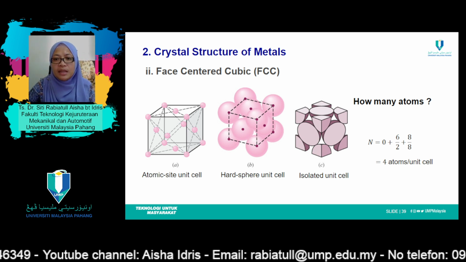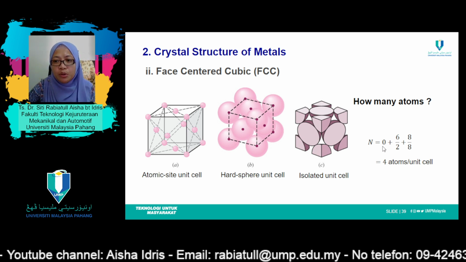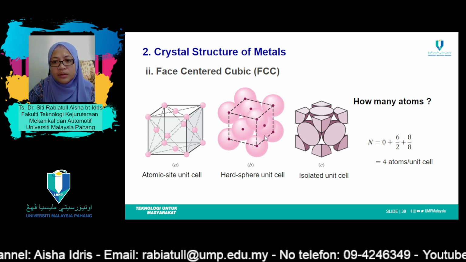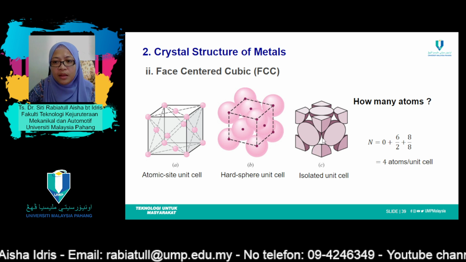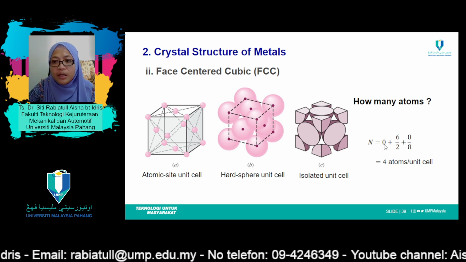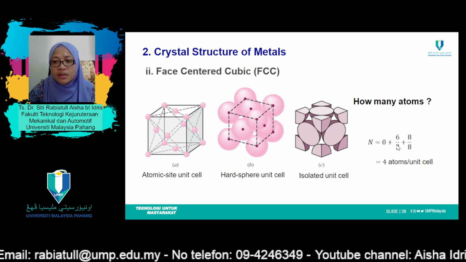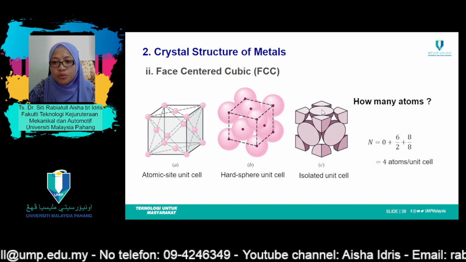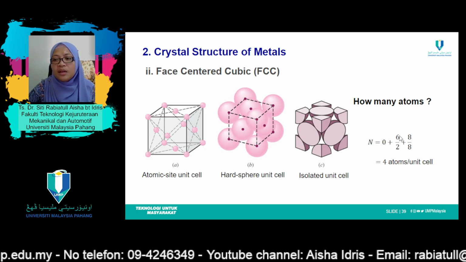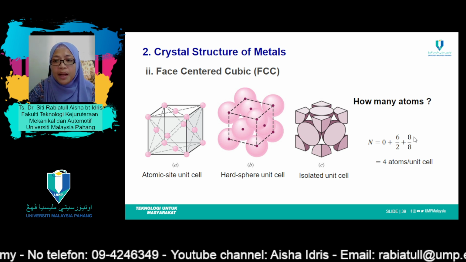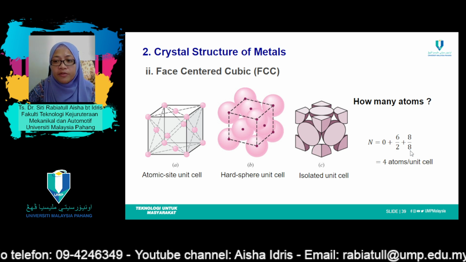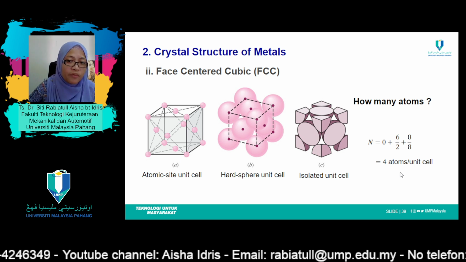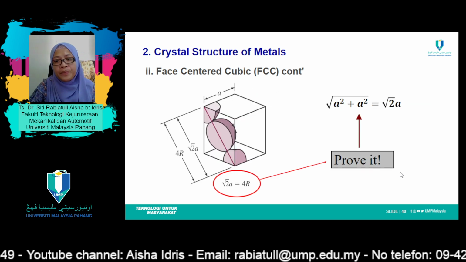So again, the same formula. Let's look at the internal atoms in the structure. If none, then it equals 0, plus surface atoms. Yeah, 6: 1, 2, 3, 4, 5, 6. Okay, 6 divided by 2, plus at the corners 8 divided by 8. Then altogether you get 4 atoms per unit cell for FCC.